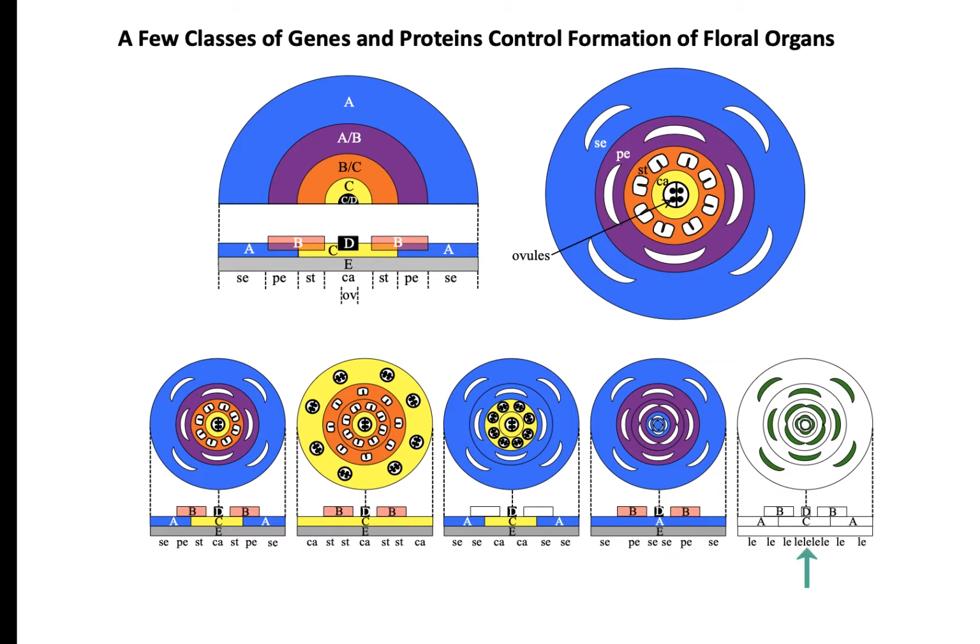And if you're missing the E genes and their products, then the only things that form in that area are leaves. Where a flower should be, you just get a sort of bushy looking set of leaves.